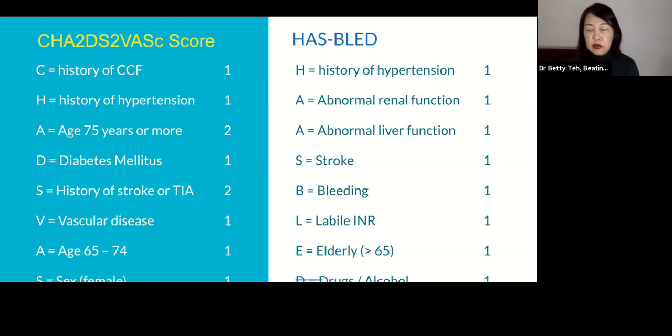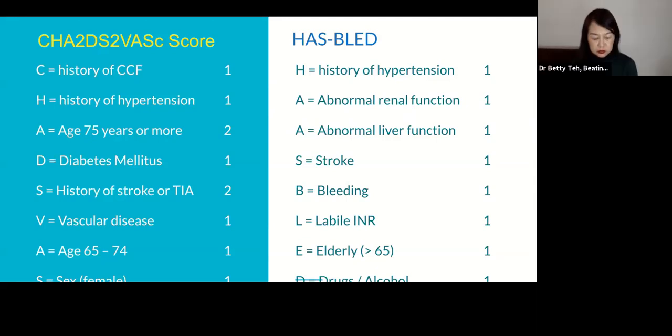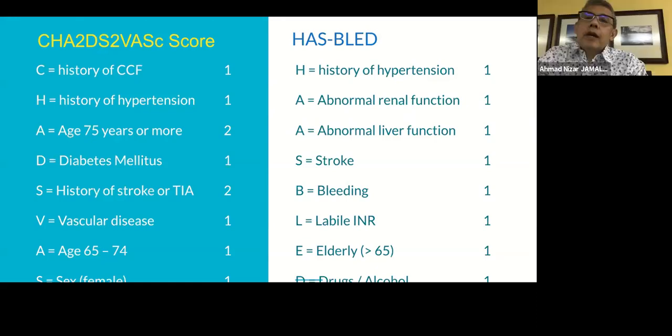I'm sure everybody would like to know about it. Okay, the CHA2DS2-VASc score stands for a certain comorbidity for each letter. So the C is a history of CCF, that is 1 point. A history of hypertension is 1 point. Age, there are two age categories here, so that's why there is a 2 after the age, right?